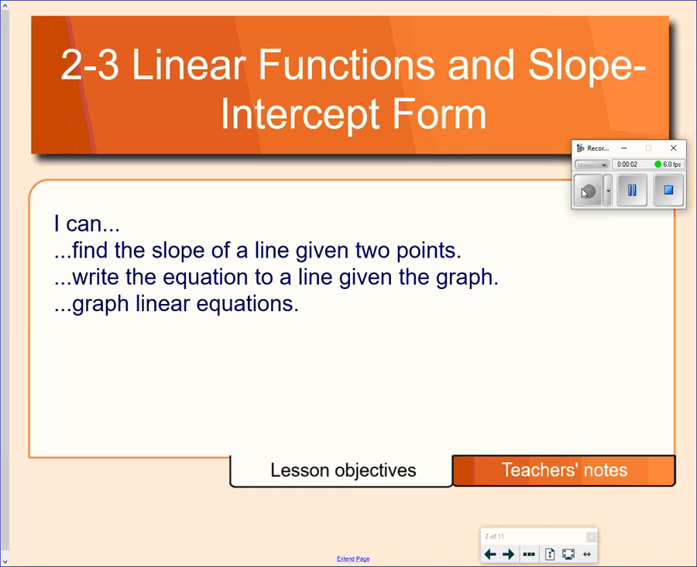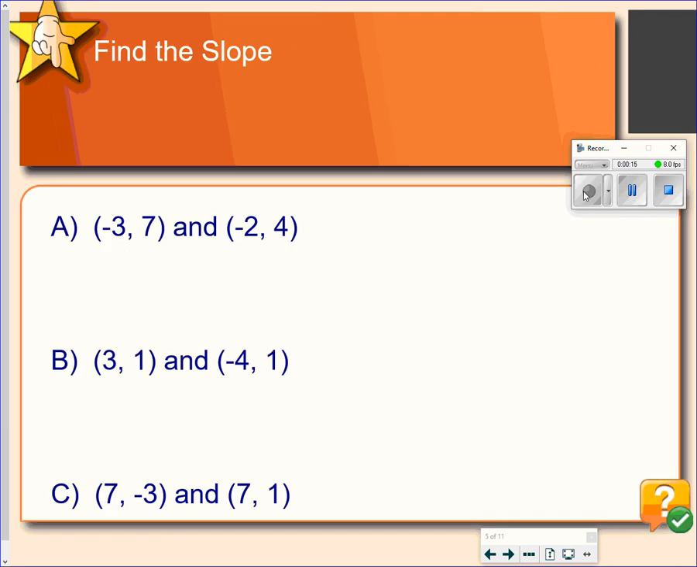This is lesson 2-3. In this lesson, we will learn how to find the slope of a line given 2 points, and we'll also learn how to write the equation of a line given the graph. So we'll look here at example A. We're trying to find the slope of the line that passes between these 2 points. It might be helpful if we first graph the line and see what it looks like.